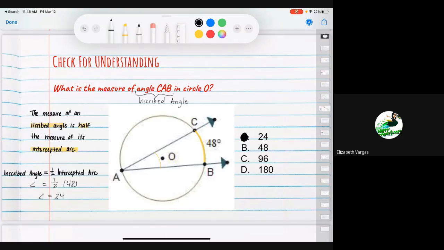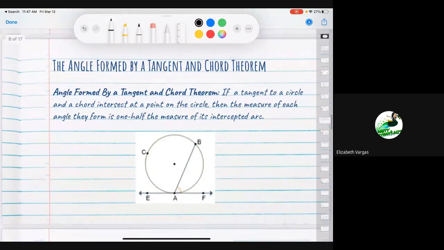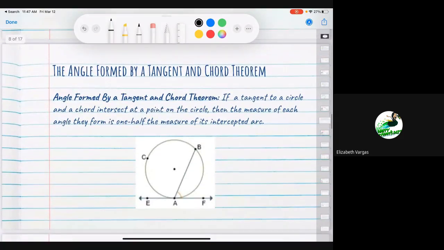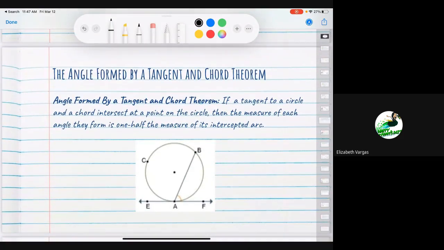So central angles and its arc are equal to each other. Inscribed angles and its arc is half. So the inscribed angle is half the measure of the arc. Wonderful job. Okay, now we're going to get into the angle formed by a tangent and chord theorem.